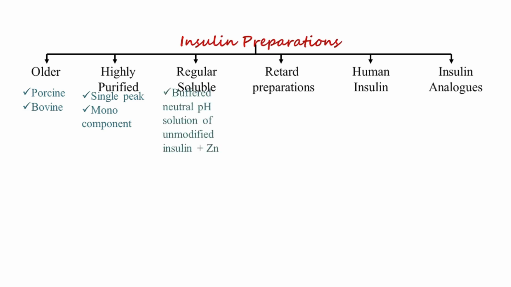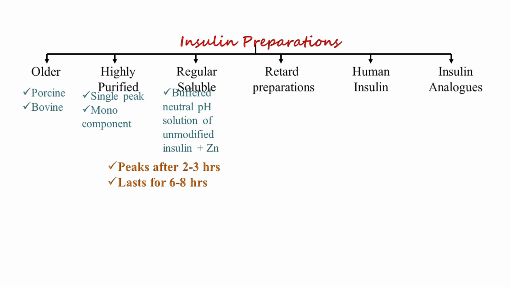So scientists came up with an idea, why not buffer this insulin at neutral pH? So you have a buffered neutral pH solution in which they added unmodified insulin plus zinc. This combination gives you a peak action after 2 to 3 hours, and the action lasts for around 6 to 8 hours, which means now from 6-7 times a day, the number of insulin injections will come down to 3 or 4 per day, depending on how much longer this action is. Simple. So regular soluble insulin for some time worked amazingly.